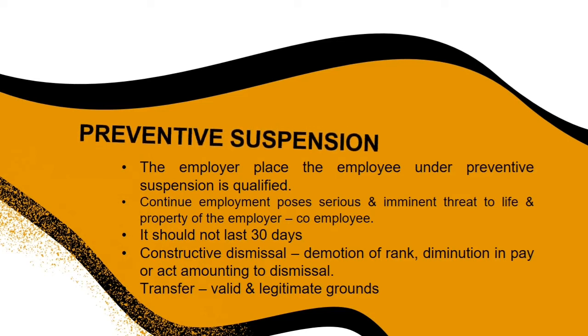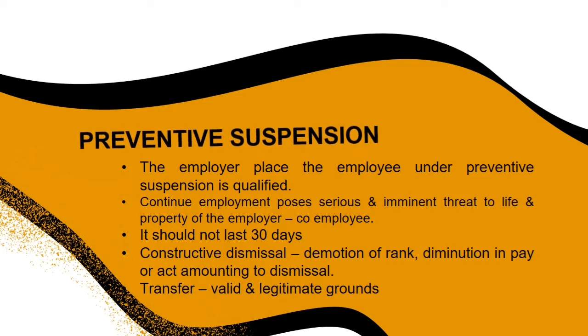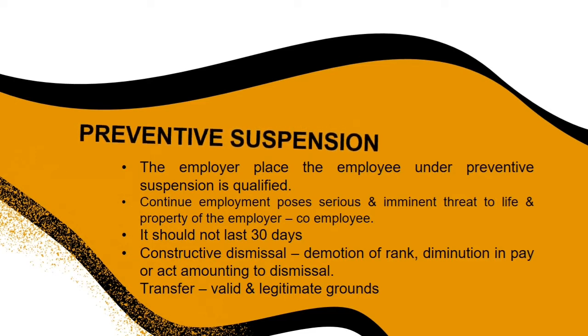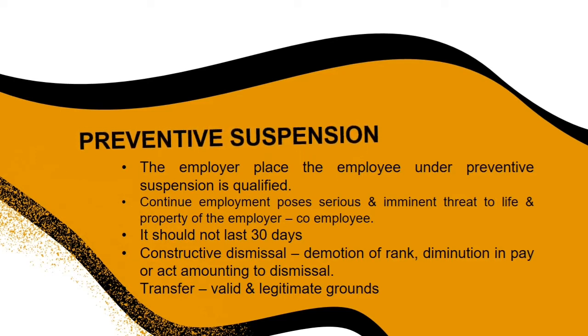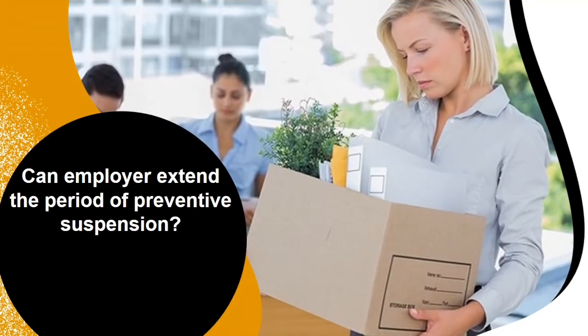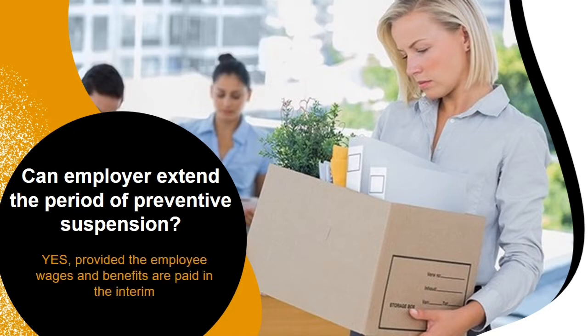So the employer may place the worker concerned under preventive suspension if his continued employment poses a serious and imminent threat to the life or property of the employer or of his co-workers. So this preventive suspension should not last 30 days, and after that, the employee should be reinstated. Now, the question, class, is, can an employer extend the period of preventive suspension? The answer is, of course, yes, provided the employee's wages and benefits are paid in the interim.